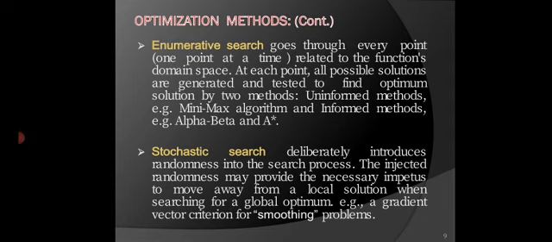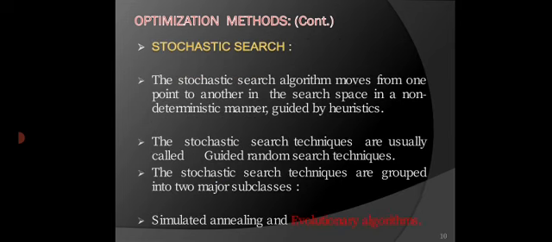Stochastic search deliberately introduces randomness into the search space. The injected randomness may provide the necessary inputs to move away from one local solution when searching for a global optimum, a gradient vector criterion for smoothing problems. So the stochastic search algorithm moves from one point to another point in the search space in a non-deterministic manner guided by heuristics. The stochastic search techniques are usually called guided random search techniques.